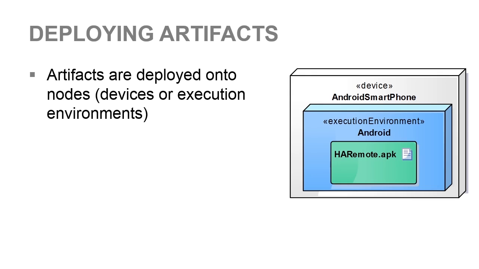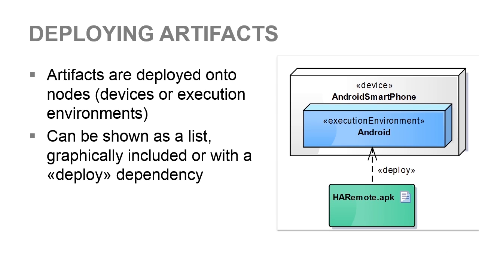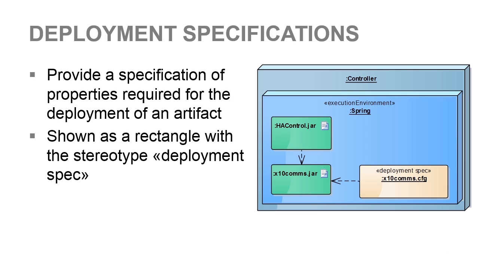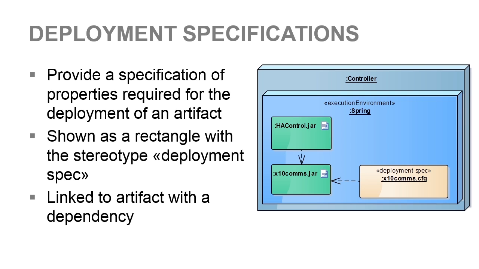Artifacts are deployed onto nodes, usually shown as devices or execution environments. They can be shown as a list in the node or graphically nested inside the node as here. Or they can be shown with a deploy dependency between the artifact and the node as here. Deployment specifications provide the properties that are necessary to deploy an artifact effectively. The properties are defined in the type and the actual values in instances. You can think of them as configuration files, and they may be separate or packaged up in an assembly like a WAR file. They're shown as a rectangle with the stereotype deployment spec at the top, and they're linked to the artifact that they specify the deployment of with a dependency.